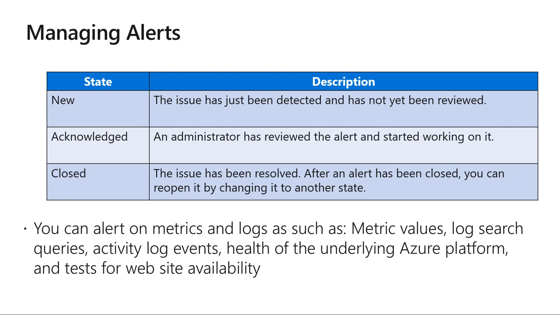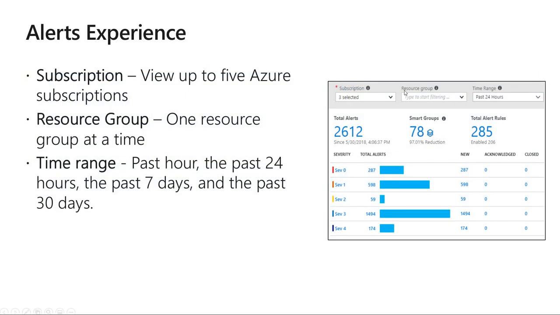When the criteria specified in the alert rule is met, an alert is created or fired. It has a state of new. You can change the status when you acknowledge an alert and when you close it. So all state changes are stored in the history of the alert. The following alerts are supported, like metric values, log search queries, activity log events, health, and alerts for web test for website availability, all those. Okay, and since I'm unable to show you any alerts because I don't have any, you can just read this sample.